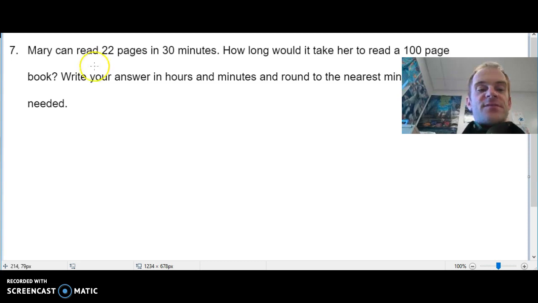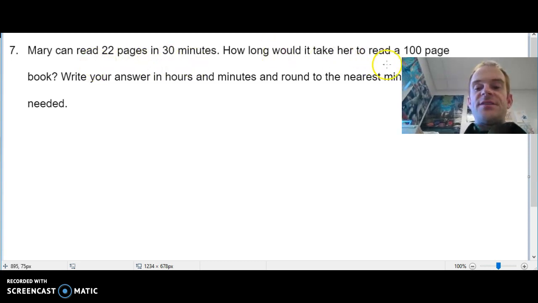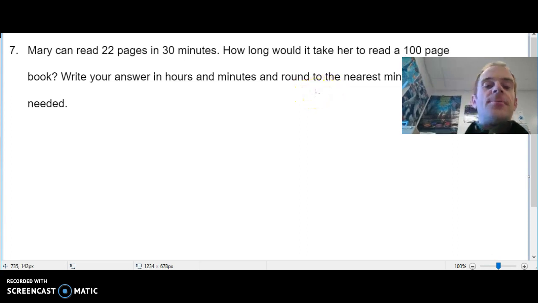So number 7 says, Mary can read 22 pages in 30 minutes. How long will it take her to read a 100-page book? We want to write our answer in hours and minutes, and then round to the nearest minute if I need to. So when we're setting up proportions, we're always going to use ratios.